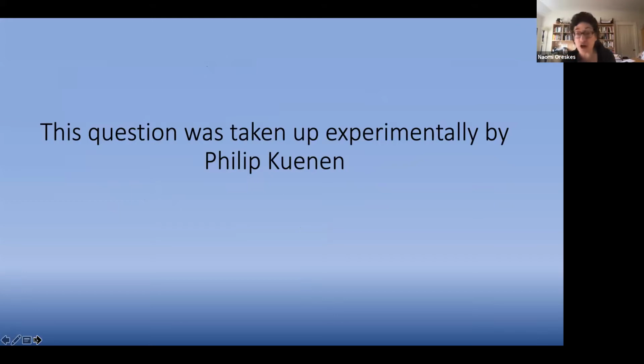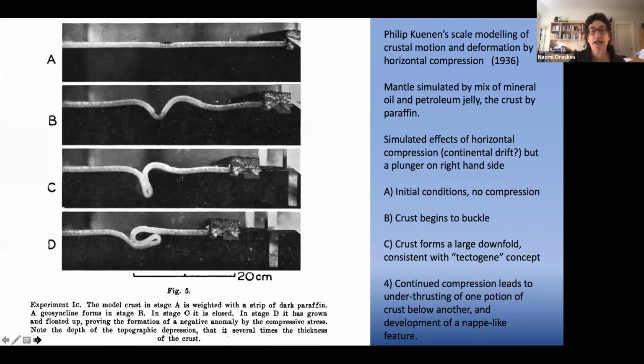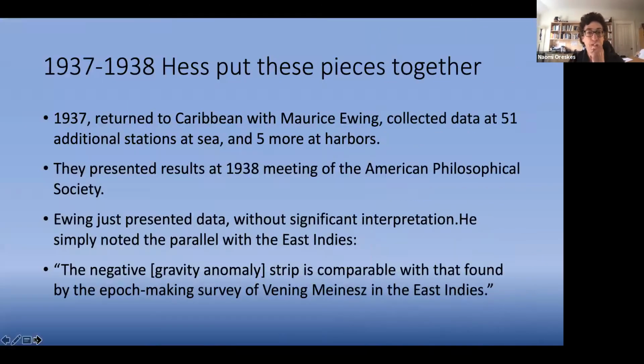I can see that I'm not going nearly as fast as I need to get through all this material. So I'm going to just go very quickly through Kuenen's experiments. Kuenen does a set of bench scale experiments to show that at least in principle, if you compress crustal material from the side, you could get downfolds of the type that would be proposed by this buckling hypothesis.